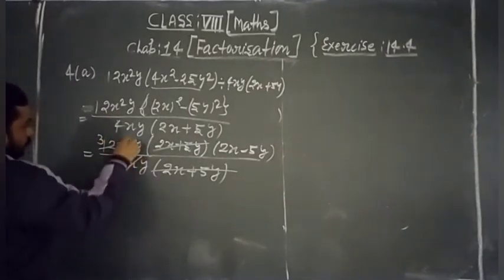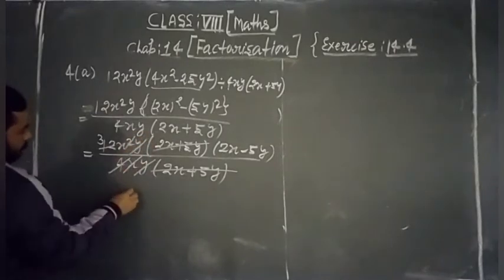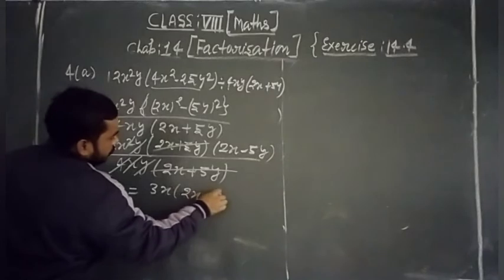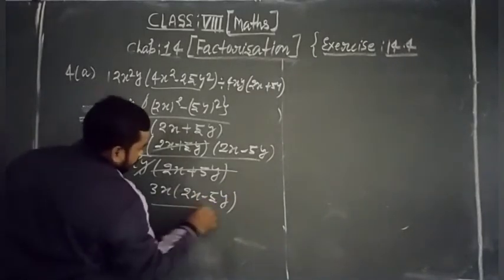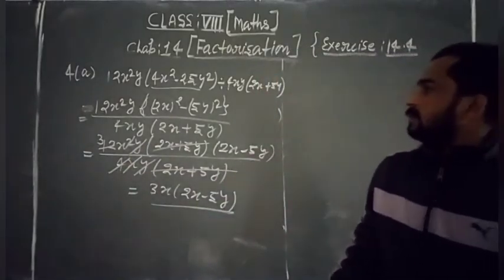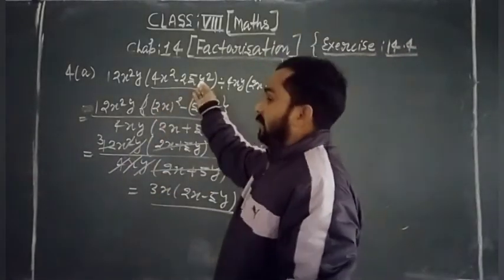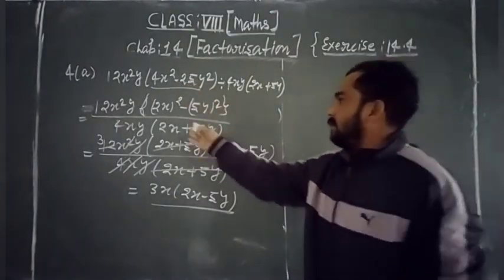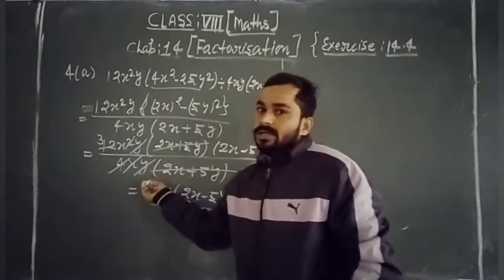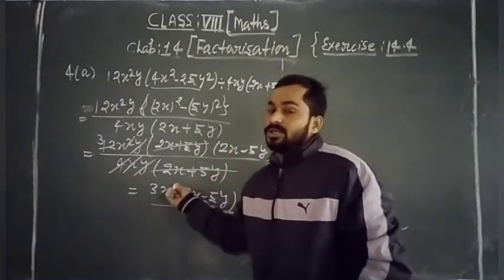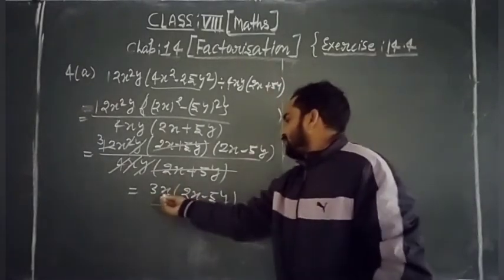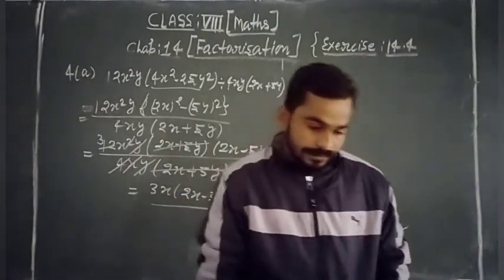x divided by x and y divided by y. So we have 3x and bracket 2x minus 5y. This is the quotient of this given expression. First we have to factorize using the identity a square minus b square, a plus b and a minus b. Then divide the given dividend by the divisor. So we have 3x bracket 2x minus 5y.